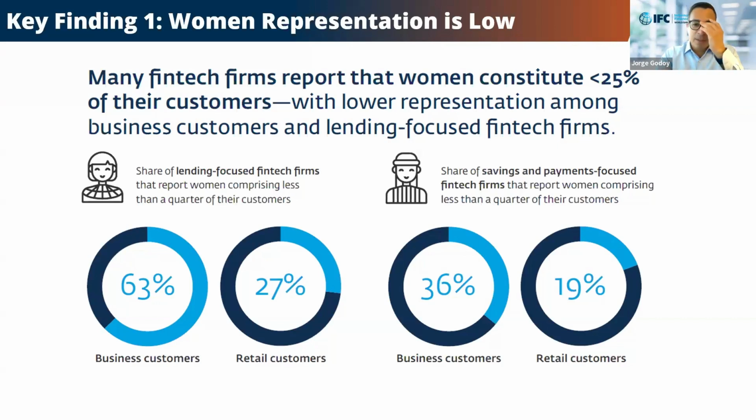The results are a little bit more encouraging if we ask them about the retail segment, and we found that 27% of these fintech lenders report that women comprise less than 25% of the retail customers. What happens with the other types of institutions, which are the savings and payments? These institutions actually had a little bit more promising results. Among these firms, 36% of them indicate that women represented less than 25% of their business customer base, and 19% of them indicate that women comprise less than 25% of the retail customer base.